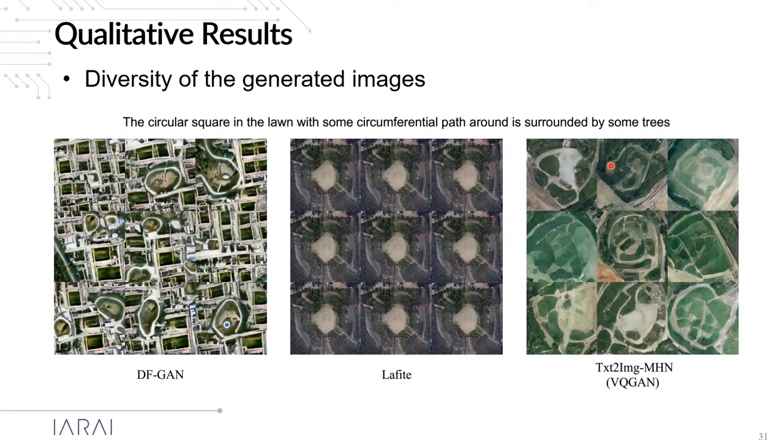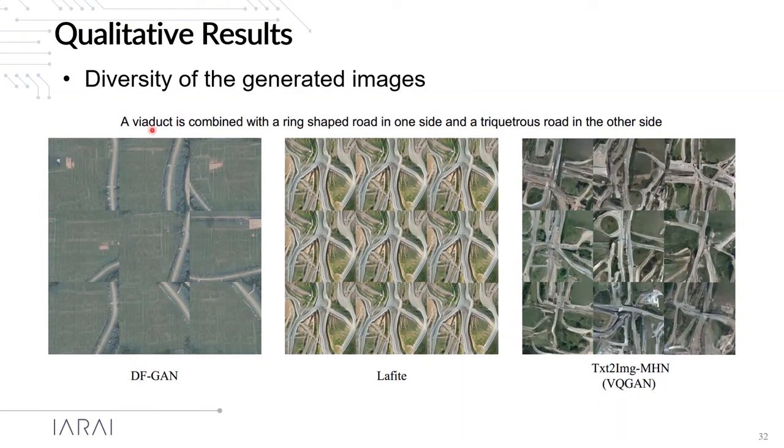And one characteristic of the proposed method is the diversity of the generated images. We compare our method with DF-GAN and LAFITE, and we generate the images 9 times using the same text descriptions. You can find that for LAFITE, the images are basically identical among different repetitions, while the proposed text-to-image modern Hopfield network possesses higher diversity and at the same time preserves the semantic consistency of the image to the text descriptions. And this is another example about the viaduct.